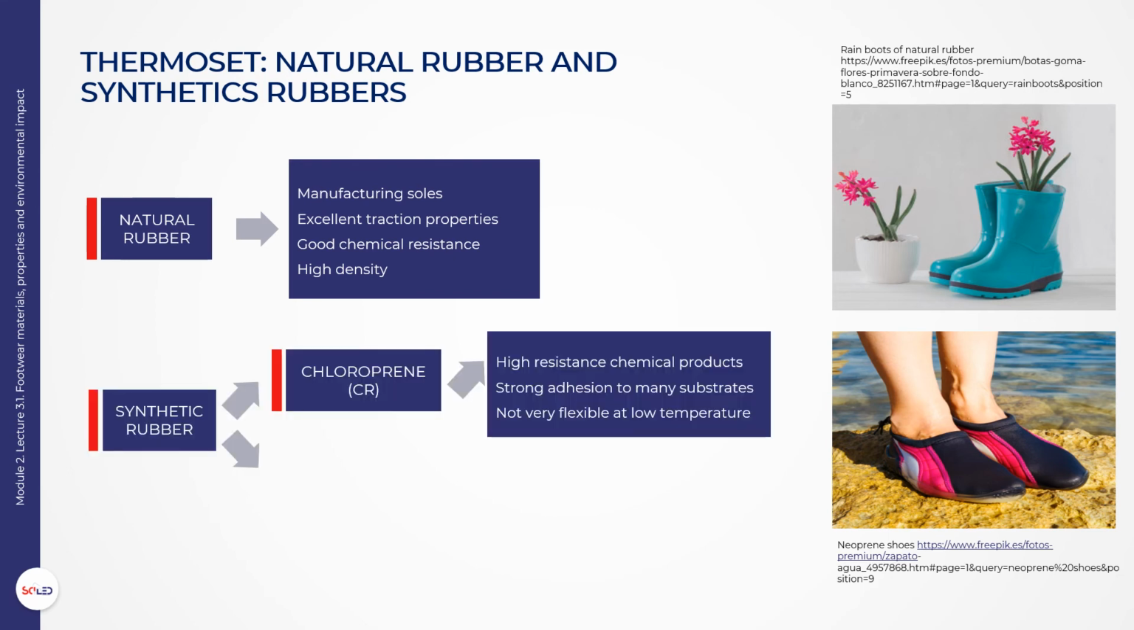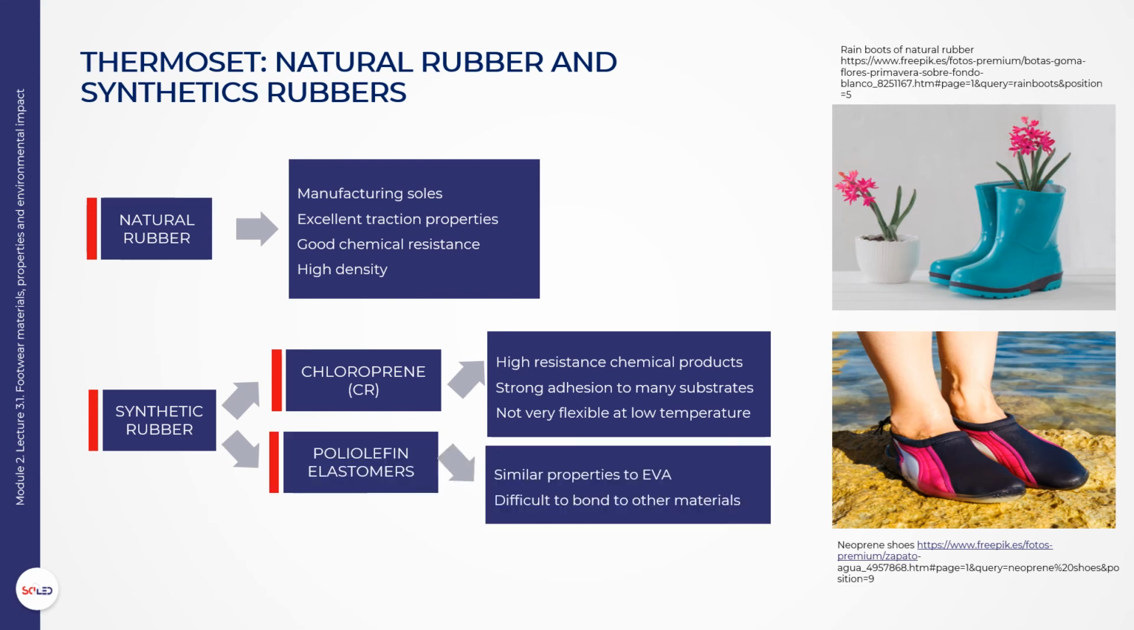Chloroprene, CR, or neoprene rubber is one of the most important specialized elastomers, due to its great resistance to a multitude of chemical products. It shows strong adhesion to many substrates and can be vulcanized. It also has better resistance to oxidation and heat exposure than natural rubber, but worse flexibility at low temperatures and resistance to punctures, abrasions and cuts.